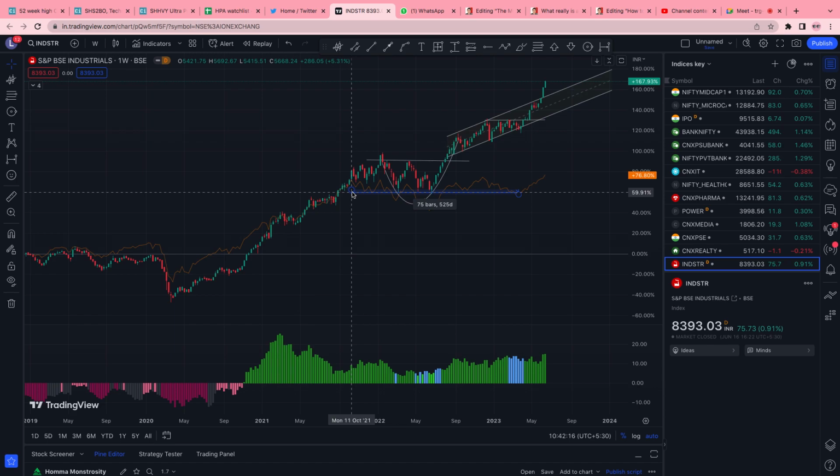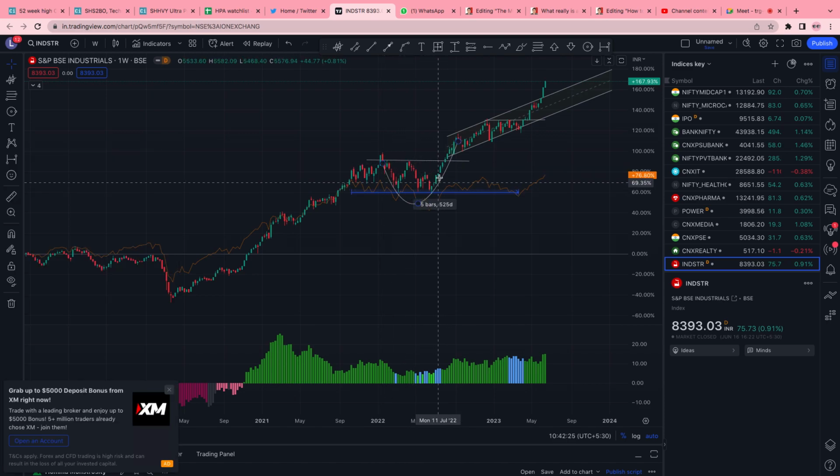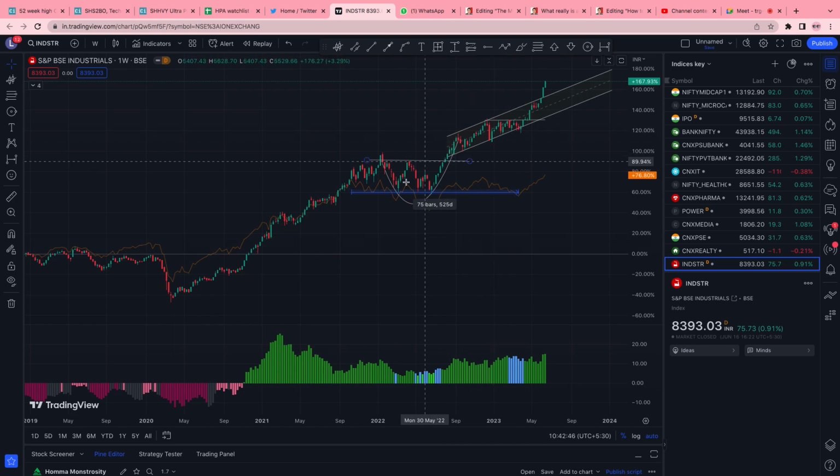Nifty started basing from October 21. Industrials started basing from January 22. And then the basing period was also very small. It just formed a small double bottom, and then the uptrend again started from last August, whereas Nifty is just starting the uptrend now from March 13. So we definitely know that industrials are already doing well, from the graph itself and also from the names which we pick up, right?